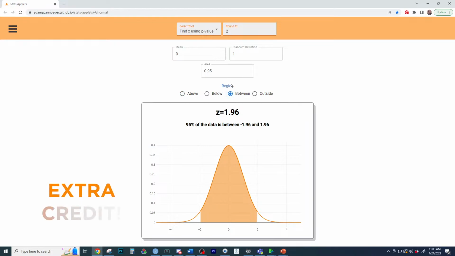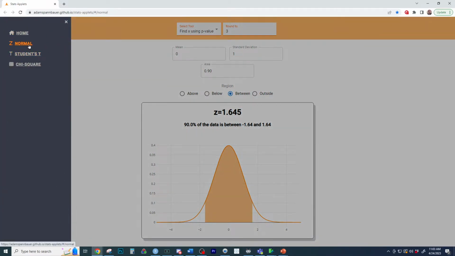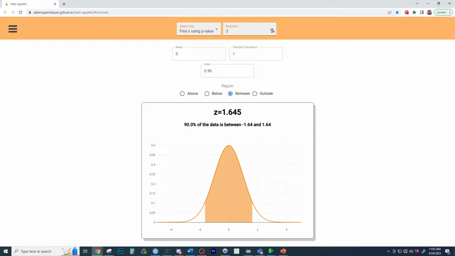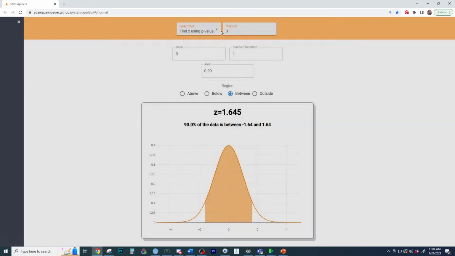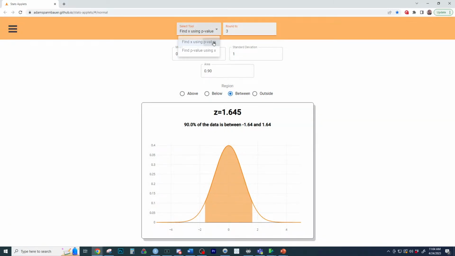Now, go to between, go to 90%, and then round usually to 3 digits, 1.645. Make sure you're on the normal curve right there. So if you're looking for the Z-score for a 90% confidence roll, you need to go to the normal curve. You need then probably to round to 3 digits, I would say. Sometimes 4 doesn't hurt. Then make sure you have 0, 1 for Z-scores. That's the standard normal curve. Put in 90%, put in between. Just make sure your screen looks like my screen right here with normal selected, 3 digits, and find X using a p-value, which is an area right there.